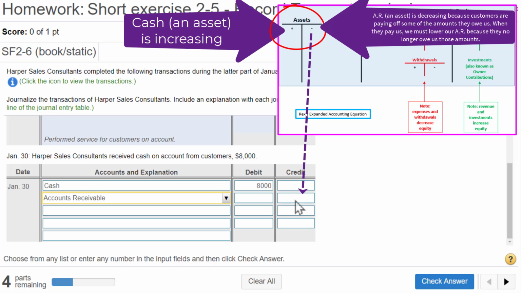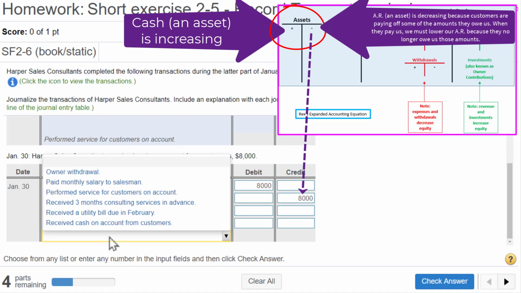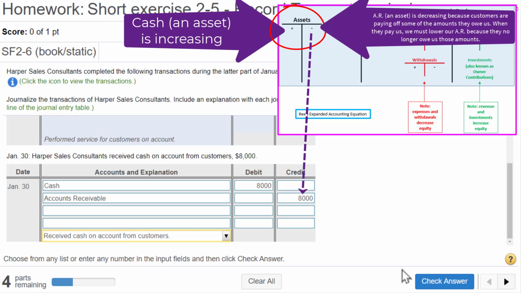And if you look at the accounting grid, accounts receivable does decrease with a credit. So remember, when a customer pays us off, we have to lower their accounts receivable. And let's see here, the explanation is received cash on account from customers.